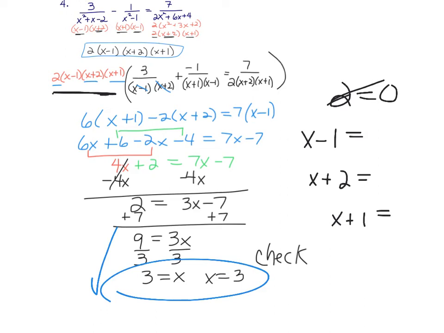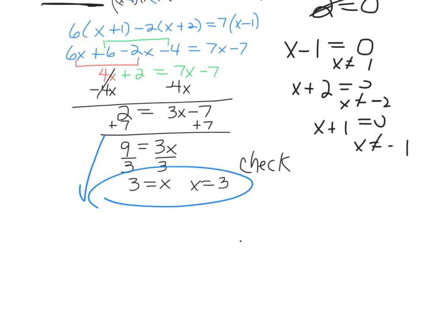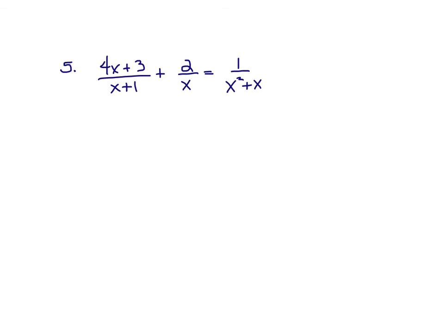But just to show you, finish it off, x can't be 1, x can't be negative 2, and x can't be negative 1. So if you were to solve each one of the pieces of the denominator, x cannot be positive 1, negative 2, or negative 1. Because if it is, it would make the denominator a 0, and it would make my equation undefined. But because when I solved my problem, I got x equals 3, this is a good solution. So it checks out.